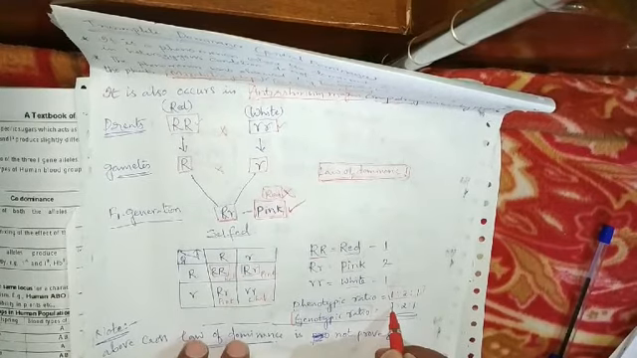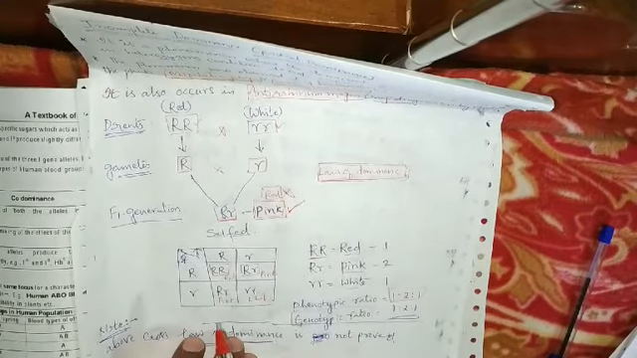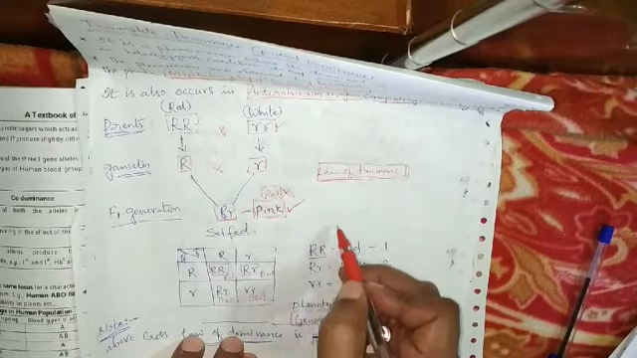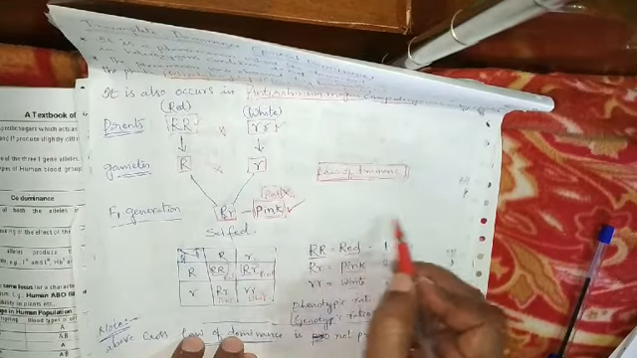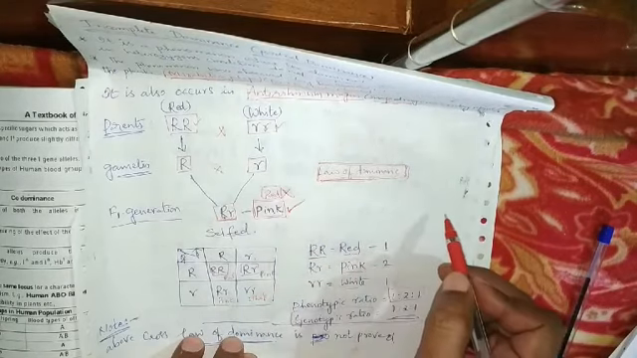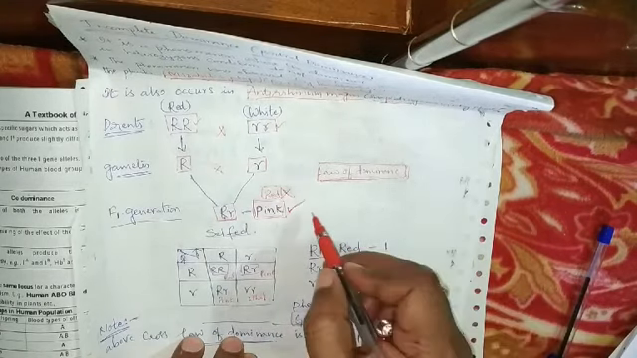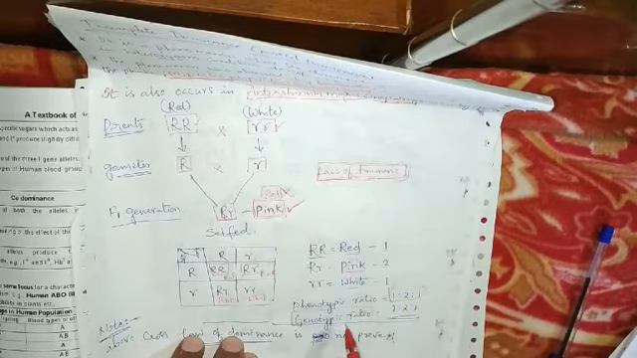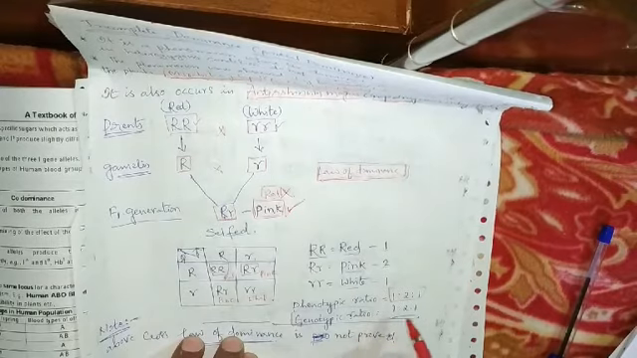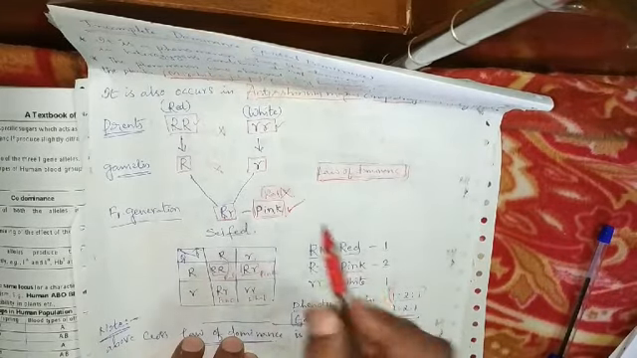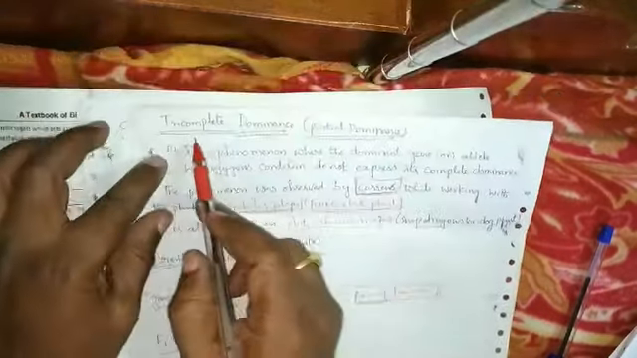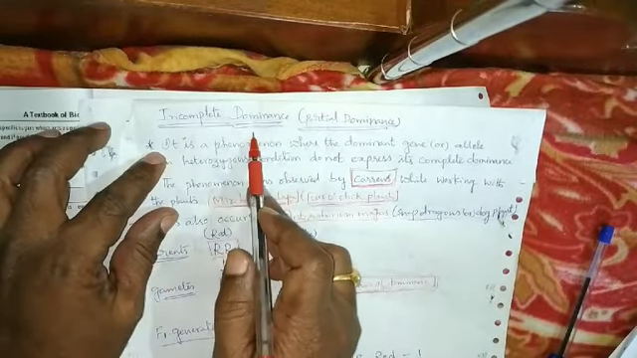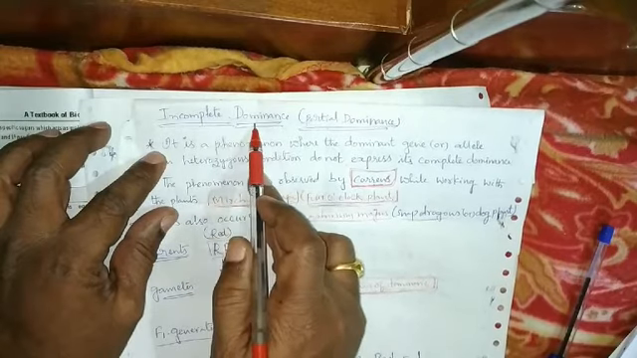In the objective questions, they give options like A, B, C, D: incomplete dominance, law of dominance, monohybrid or dihybrid cross, and ask you to find in which option the phenotypic ratio and the genotypic ratio are equal. Then we need to say incomplete dominance shows the same phenotypic and genotypic ratio. This is called incomplete dominance.